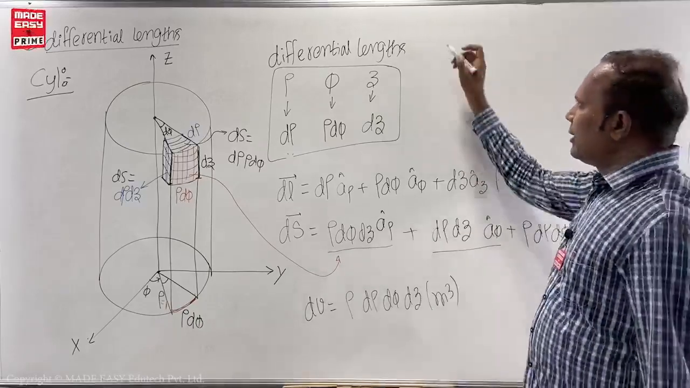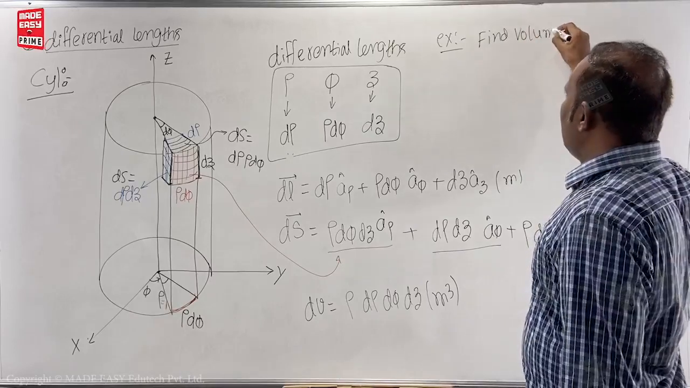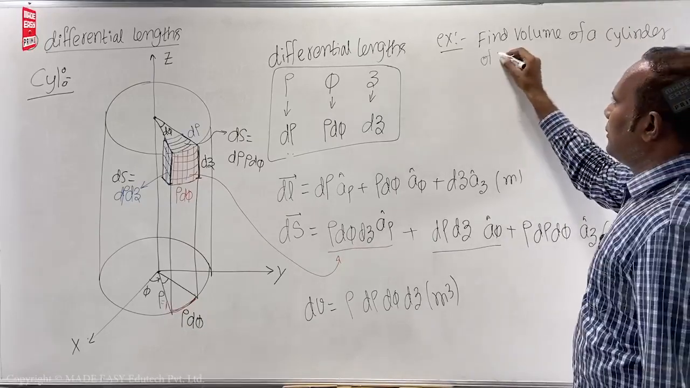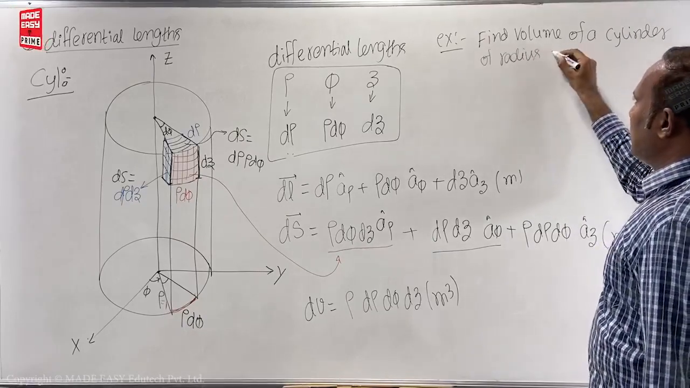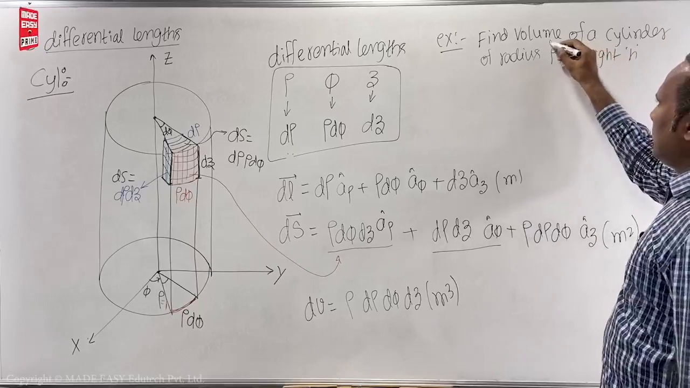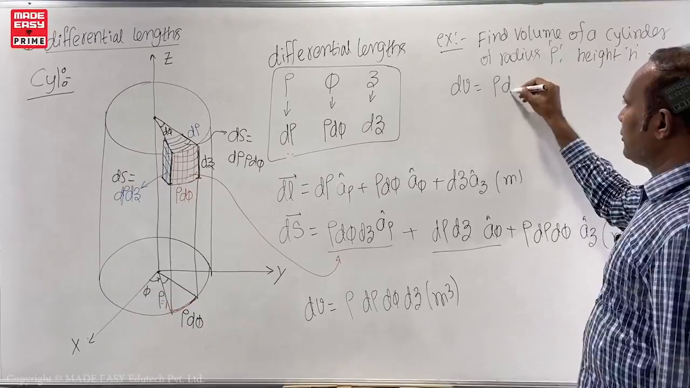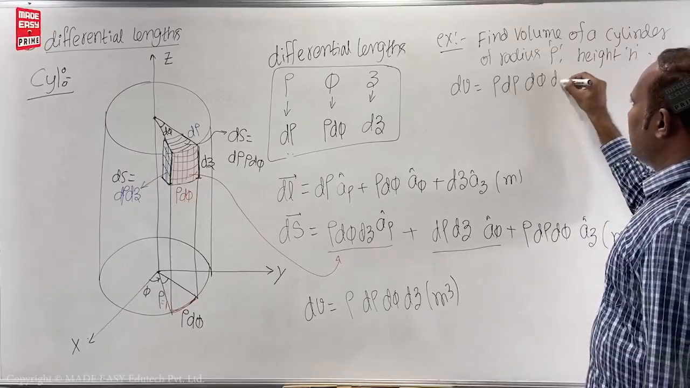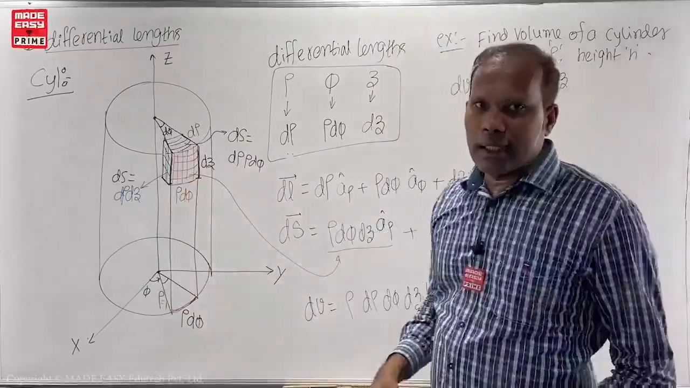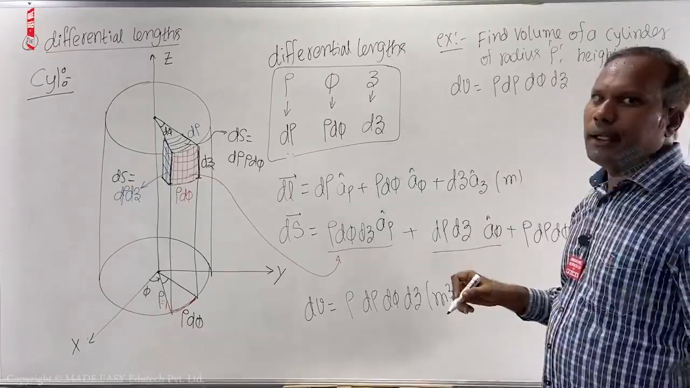Now, for example, I will solve one example. Find the volume of a cylinder of radius rho and height h. Now how to solve? Take the equation of differential volume, that is rho d rho d phi dz. If you add small volumes, you get a big volume. Here, adding means taking an integral. How many integrals? Three integrals.